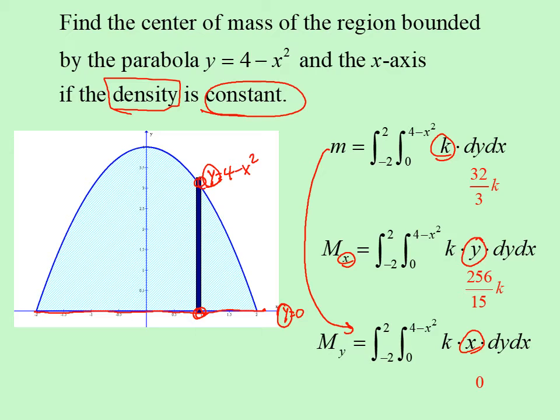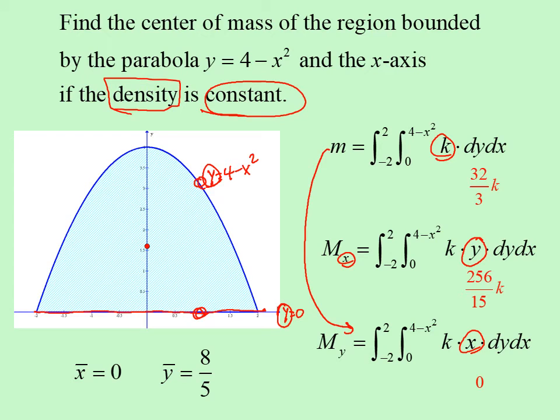So then our center of mass, using our formulas, would be 0 and 8/5. Does this not look plausible? Since this is a constant density, logic tells me the center of mass should be somewhere on the y-axis. And because of the shape of this, I should also have an idea that it's going to be somewhere lower than the middle, since the top of this is at 4. So it all kind of makes sense.